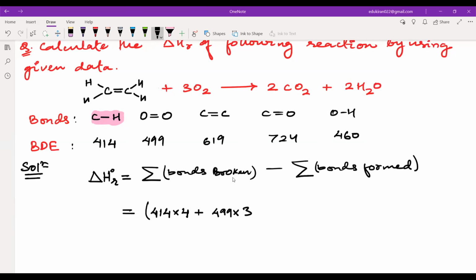CC bond is broken or is it formed? It's broken, right? Now we will hurry up. You people don't answer at all. And how many? It is broken. So 619. How many CC bond? So 1. So 619. Okay. Now what about CO bond? It is being formed or broken? Formed. Okay, formed. So minus 724. How many CO bonds are formed? 2.